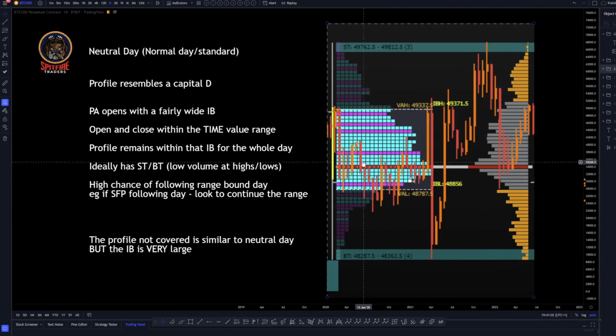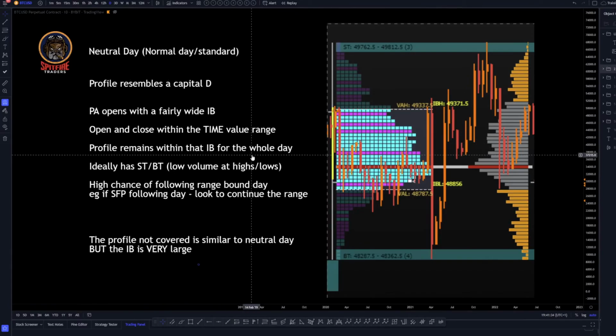Price opened, we pushed down, we tried to break the lows on little volume, and obviously we've got the rejection. Move back up, we tried the highs, rejected, very little volume, move back down, and then eventually closed out within this value range. So this is what it takes to be classed as a neutral day.